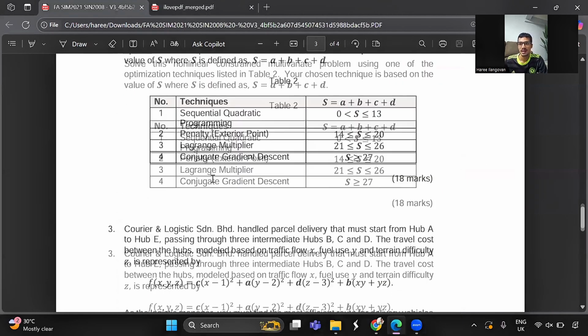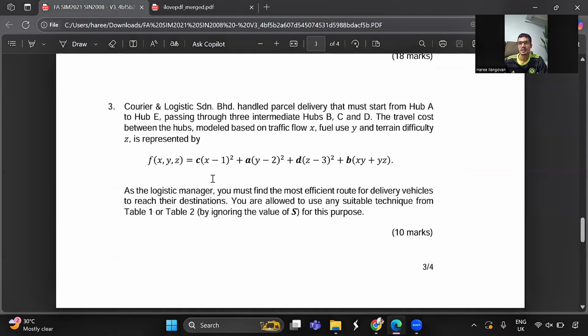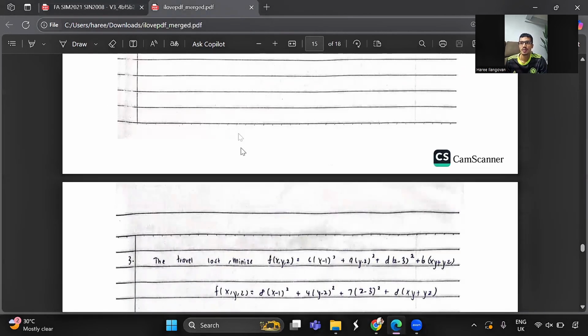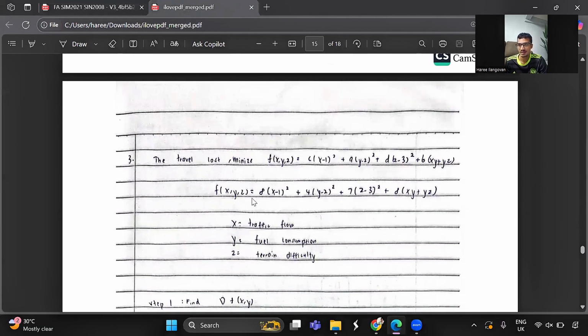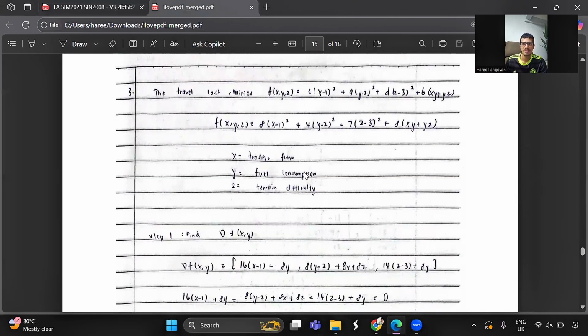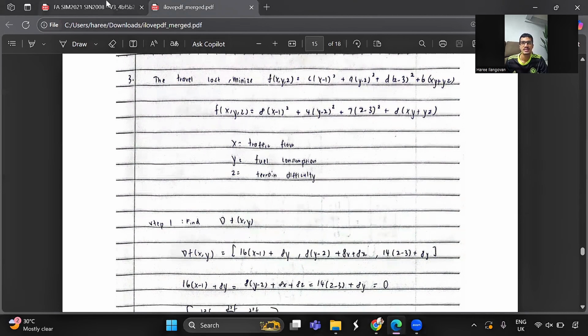And lastly, I went to question number 3, which is a question that involves a minimization problem. And this equation is a multivariate equation involving 3 variables, x, y, and also z. And same thing again, I used the last 4 digits of my matric number. So upon substituting, I get this function over here, 8(x minus 1) squared plus 4(y minus 2) squared plus 7(z minus 3) squared plus 8xy plus yz. So x represents the traffic flow, y represents the fuel consumption, and z determines the terrain difficulty.